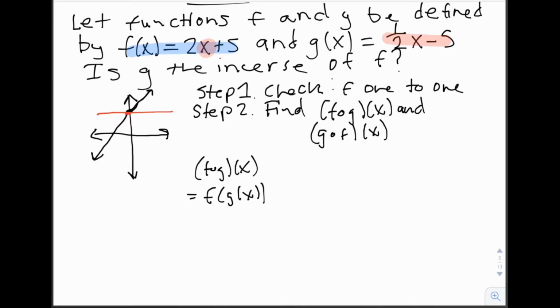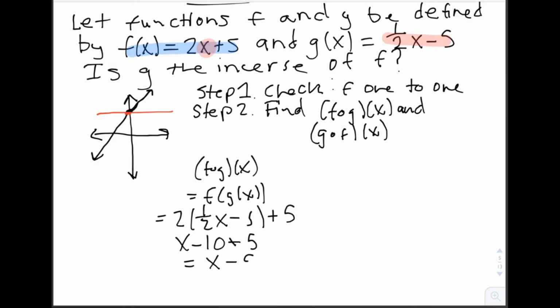So in this case, what will that give us? That will give us 2 times 1/2 x minus 5, and then finally plus a 5. So that will give us an x minus 10 plus a 5, which is equal to x minus 5.